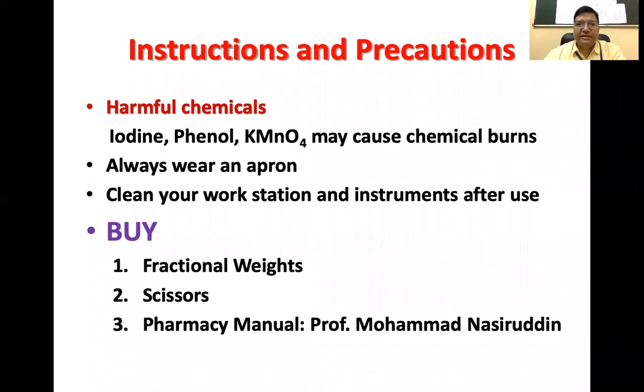So what are the instructions and precautions which you are supposed to keep while you are in this lab? There are certain chemicals which are very harmful and may cause chemical burns. So you need to be very cautious while you are handling them, such as iodine, phenol, potassium permanganate. They can cause chemical burns on your hand when you are exposed to them. So be very gentle, and do not use these chemicals unnecessarily here and there. Otherwise, it can be very harmful for you.